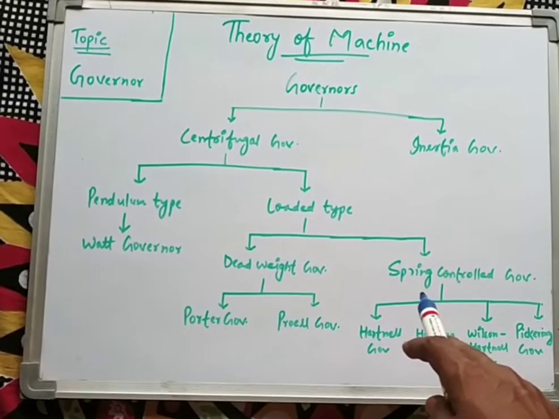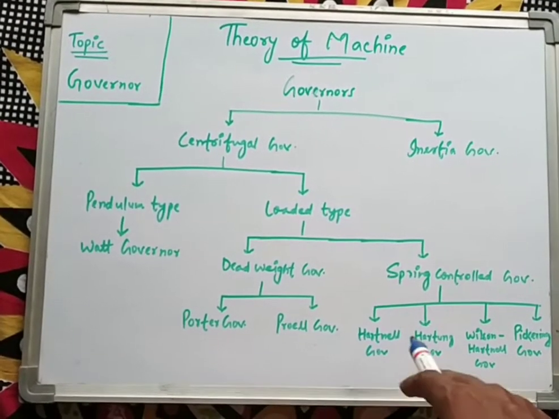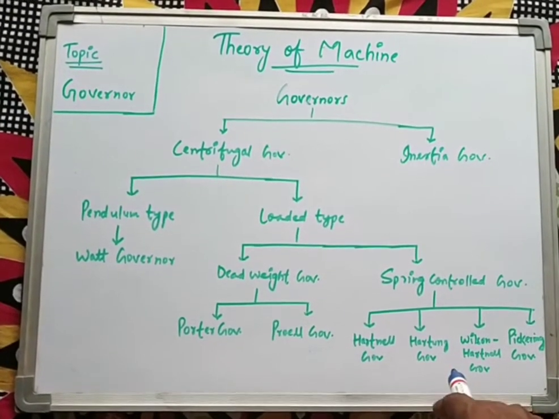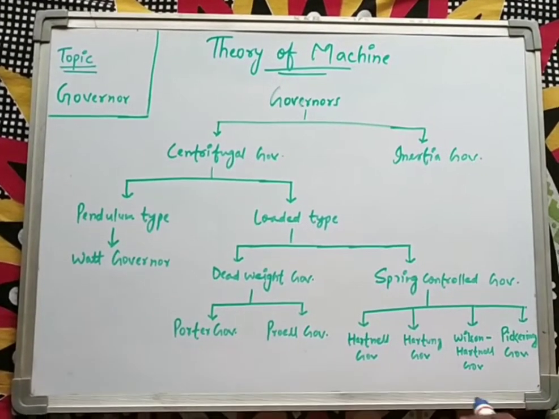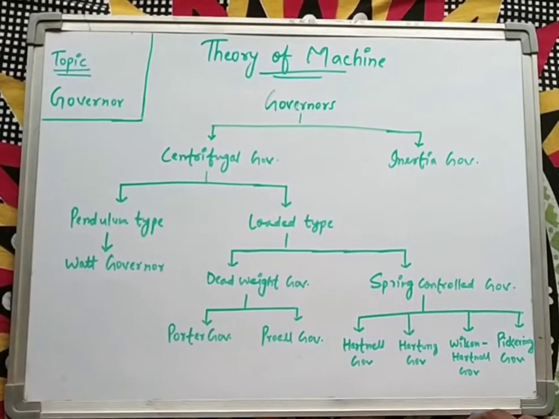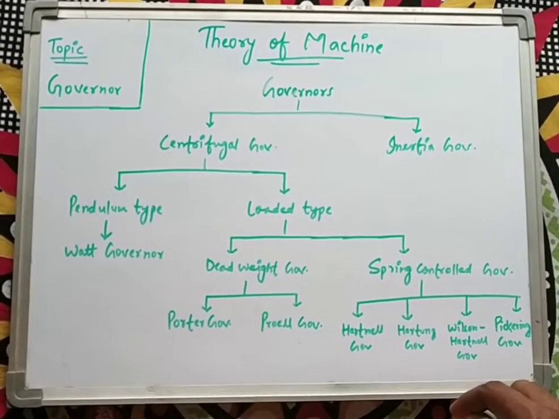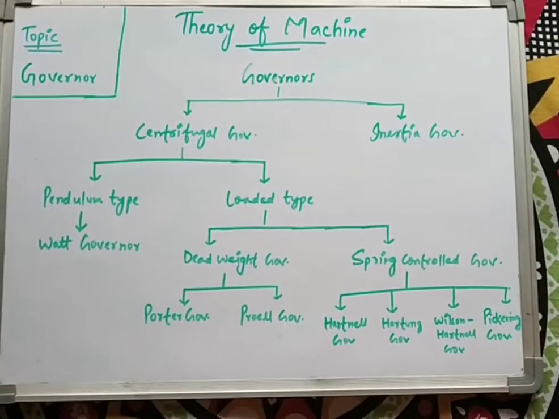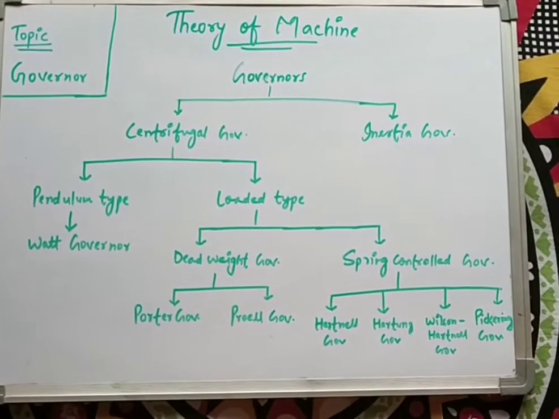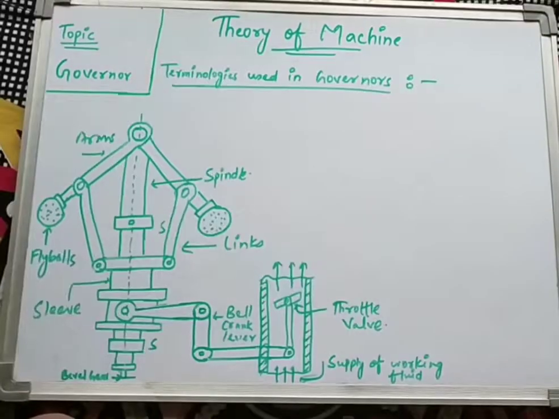And the spring control governor is classified into four types, that is Hartnell governor, Hartung governor, Wilson Hartnell governor and Pickering governor. So these are the basic or overall classification of governors. So now coming to the topic, that is the terminologies which are being used in governors. So note down this classification of governors and then after we will go to the next topic.